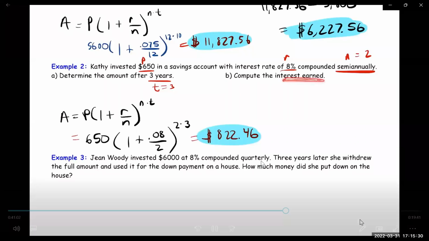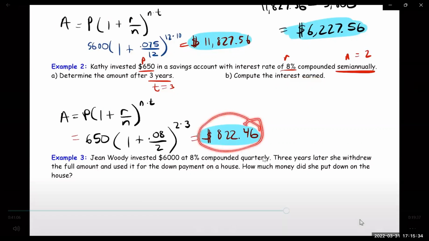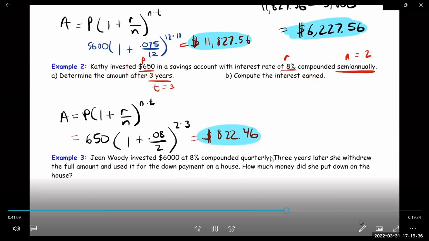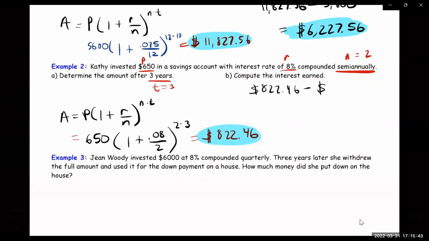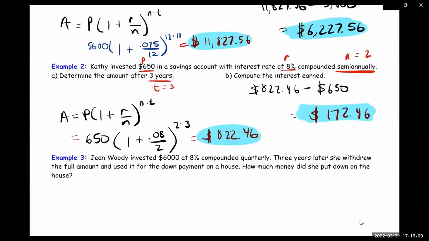And then for the interest earned, remember, you're gonna do the amount that has been accumulated minus the principal that was invested to begin with. So that would be $822.46 minus $650. That's $172.46, right? Yeah, that's how much interest you accumulated.